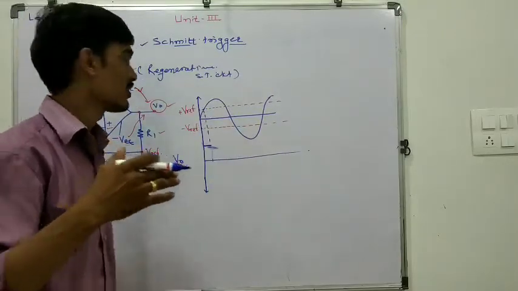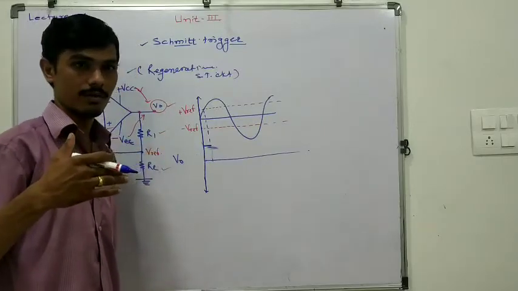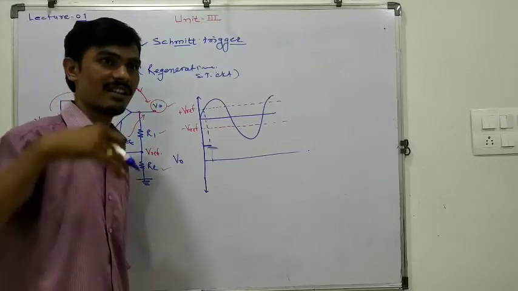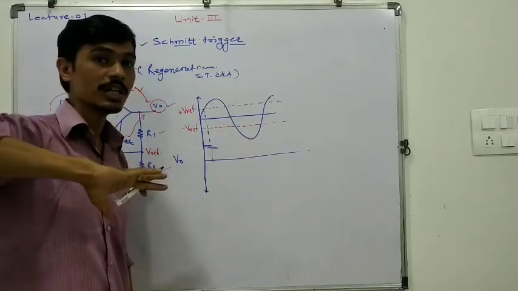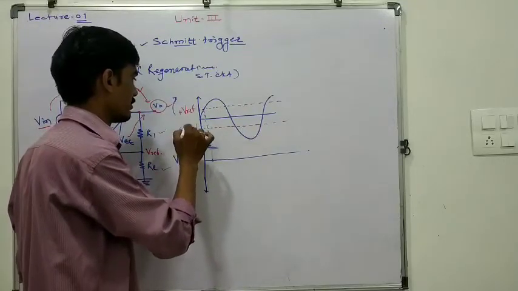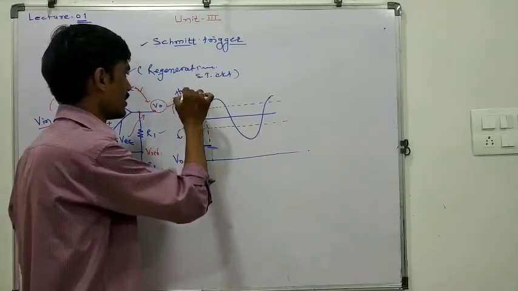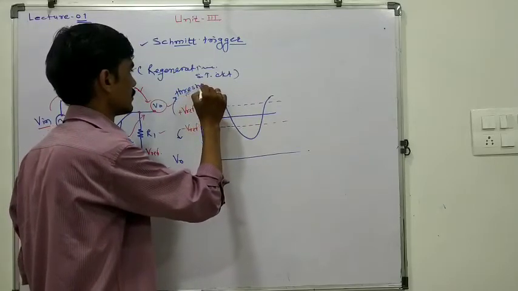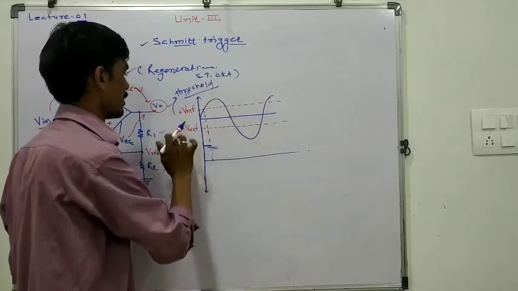V reference is also called a threshold voltage. That is the cutting point where the output is going to shift either positive or negative. So ultimately this V reference is called the threshold point. That is positive V reference, and minus V reference is also called the threshold point.